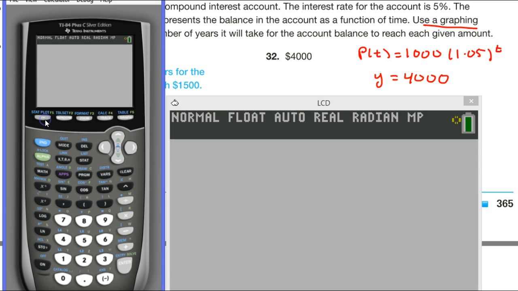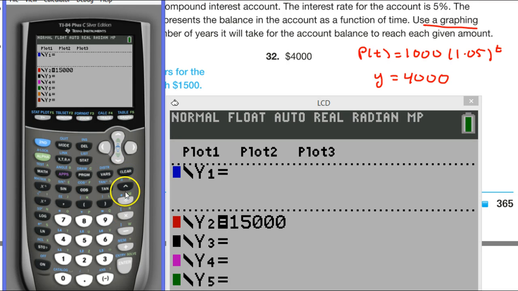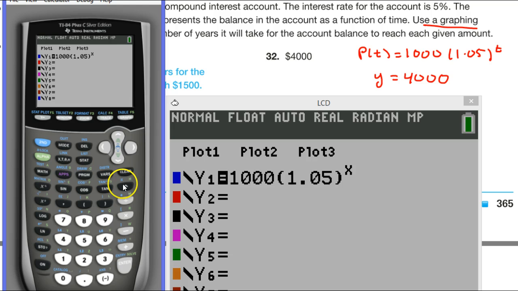So we go to our y, and we're going to clear everything there, and we're going to write our function 1,000 times the quantity of 1.05 to the x power. We don't have the t here. We're actually graphing on our coordinate Cartesian plane, so we have an x and y instead of a t. So we're going to use x. The bottom line, we're going to use 4,000 because that's y is equal to 4,000. Here's our y value.